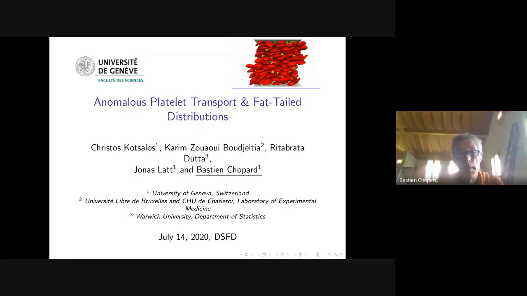So I'm going to talk about platelet transport and anomalous platelet transport. For those who are not so familiar with blood, here you just have a snapshot of red blood cells and this yellow particle or platelet, which plays, of course, an important role in our physiology. And we're trying to understand how they move within this suspension of red blood cells and plasma. And as the title says, they don't move the way most people think they move, in the sense that they are not described by the diffusion equation. And I think it's a bit of a disruptive result that I'm going to discuss with you.